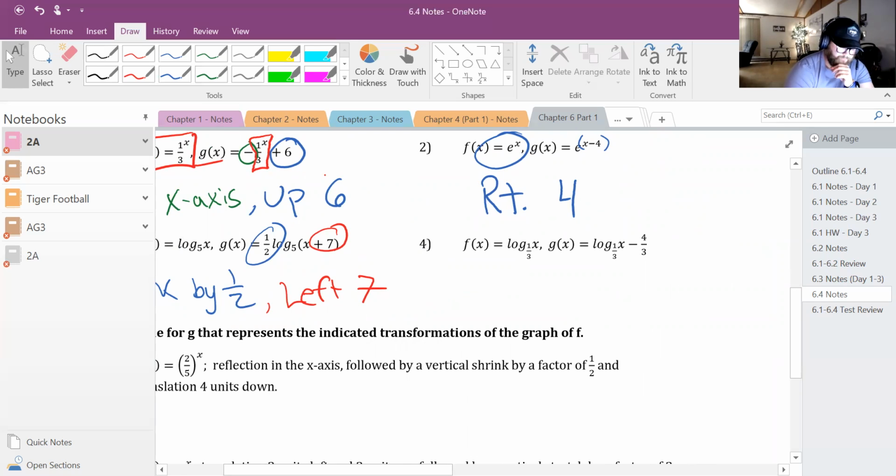Okie doke. This one's easy. It's only 1. Remember, this is outside the parentheses. The parentheses are here. Okay, and that -4/3 is outside. So we're going down 4/3. Pretty simple, guys.